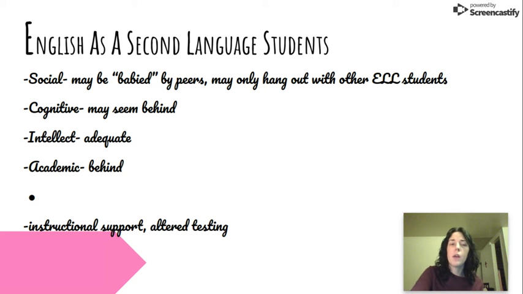Cognitively, they might seem behind, probably because they are still trying to process and learn new things. Intellectually, though, these students are as adequate as anybody else. It's just that learning a new language takes time. And so academically, they will be behind. A lot of these students will go to an instructional support classroom, and maybe their testing can be altered. They can have an interpreter with them to read the test aloud in their native language.